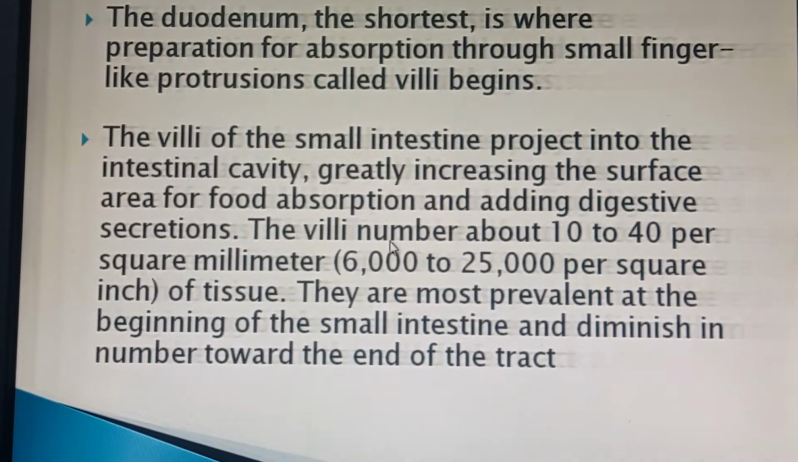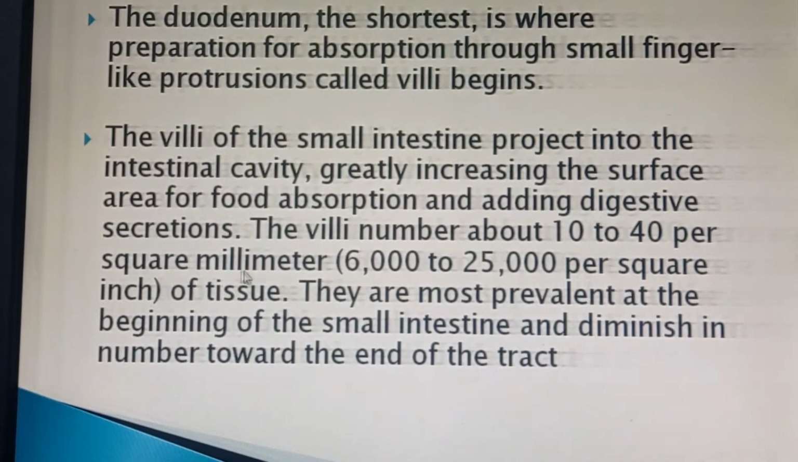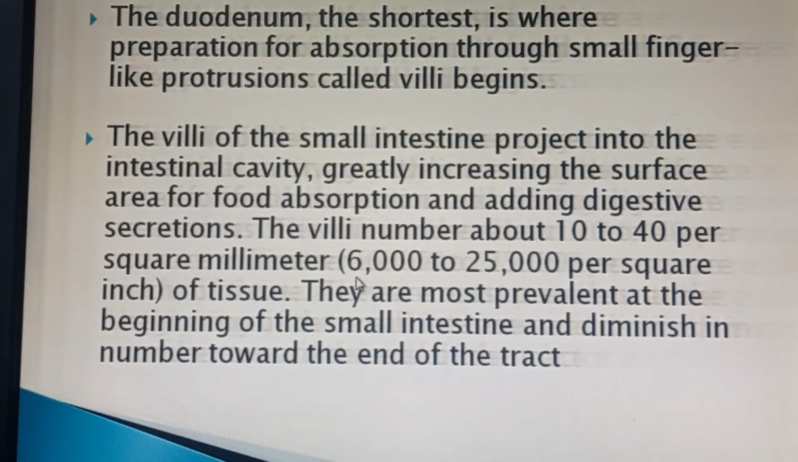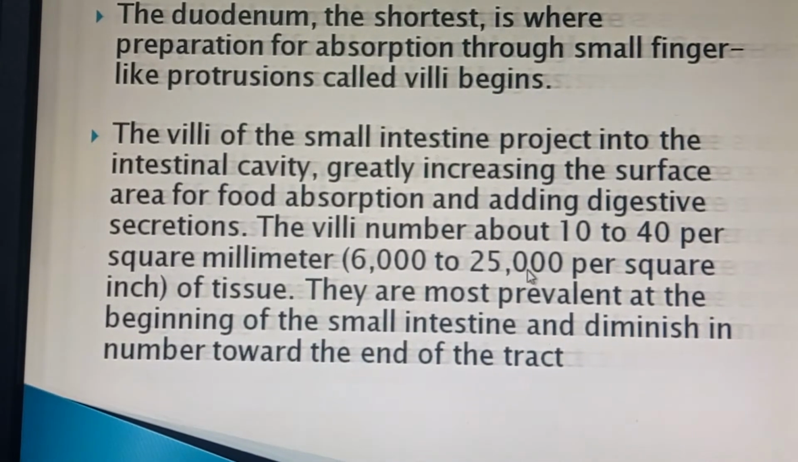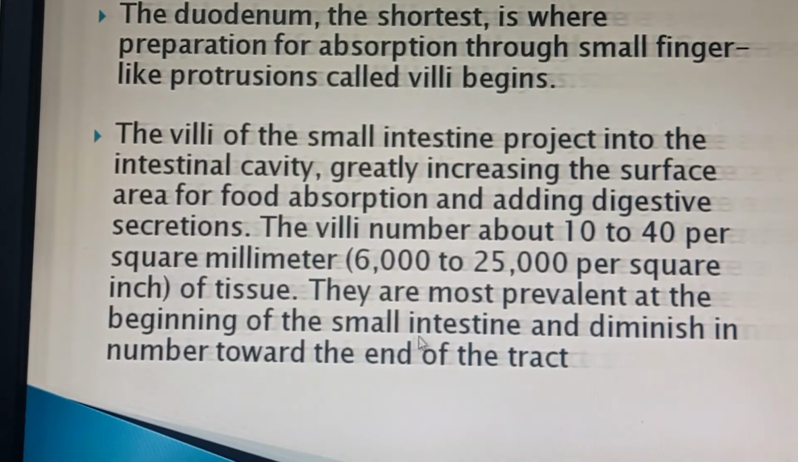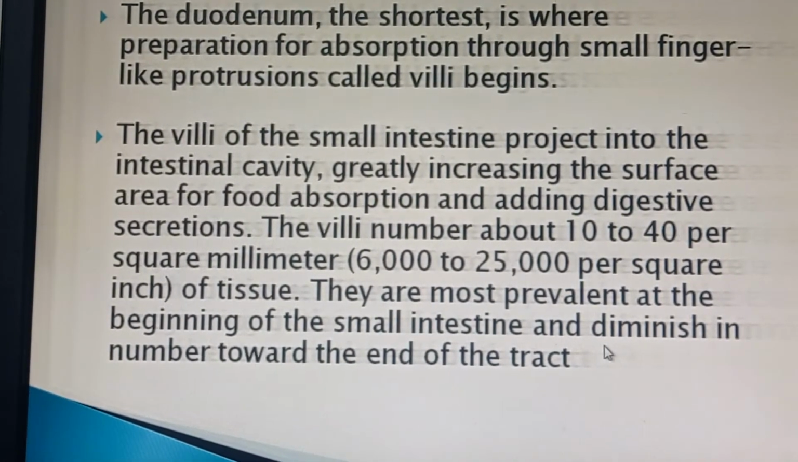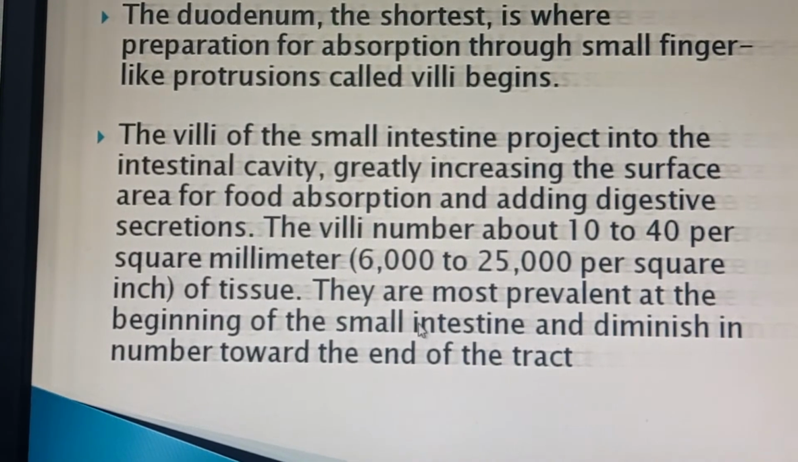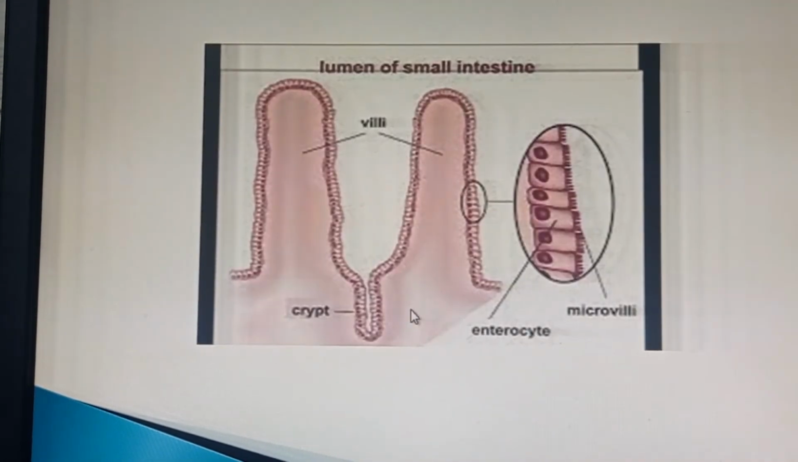The number of villi is 10 to 40 per square millimeter. It means 6,000 to 25,000 per square inch. They are most prevalent at the beginning of the small intestine and diminish in number towards the end of the tract.